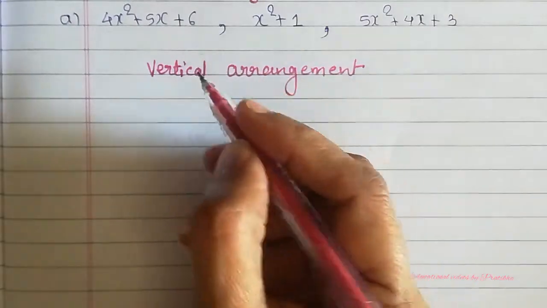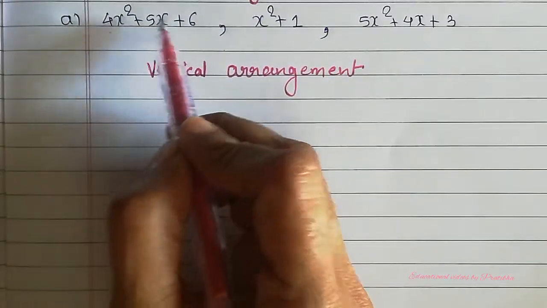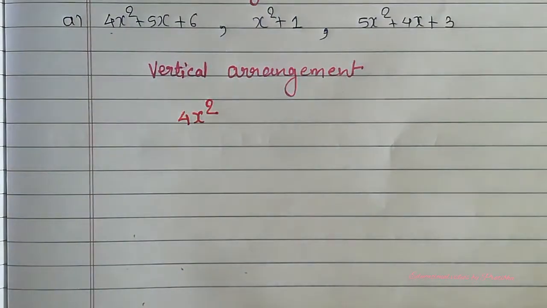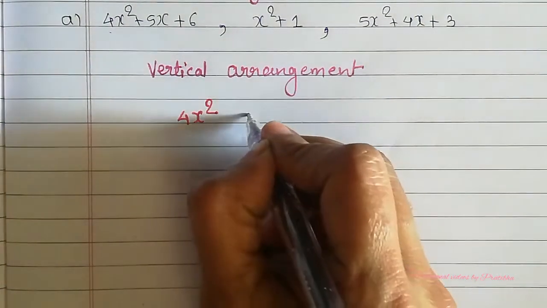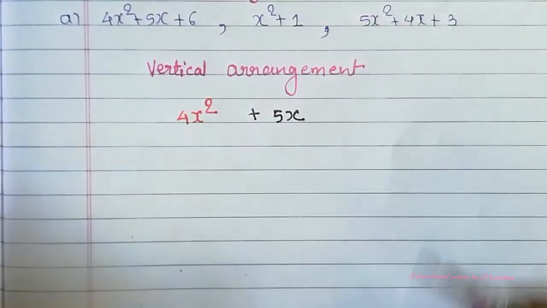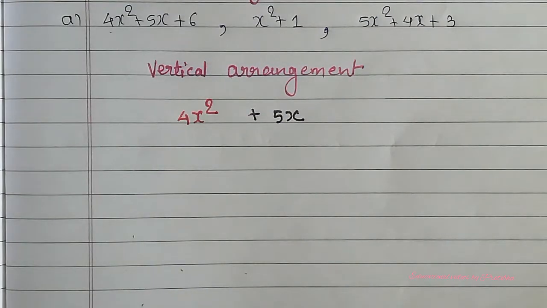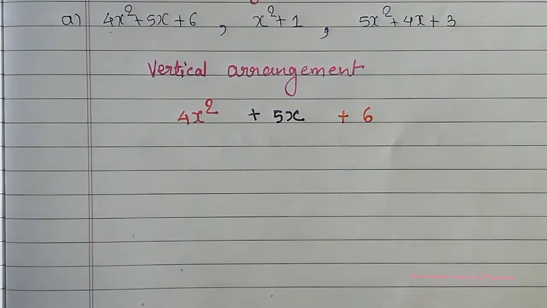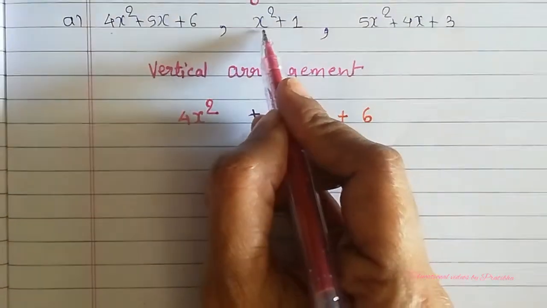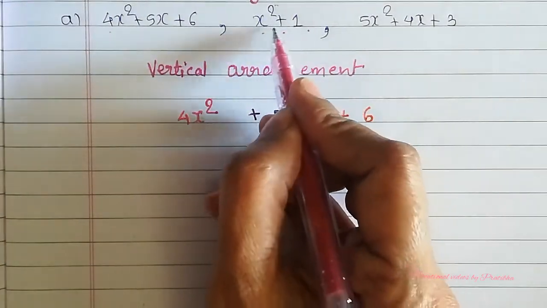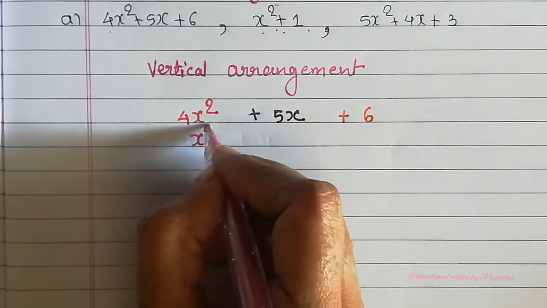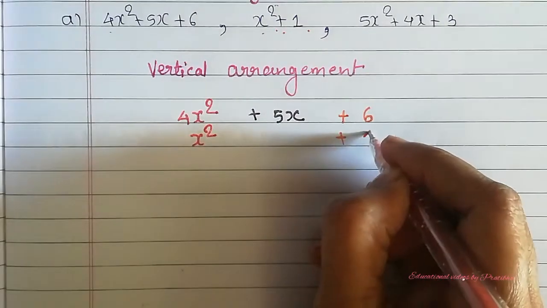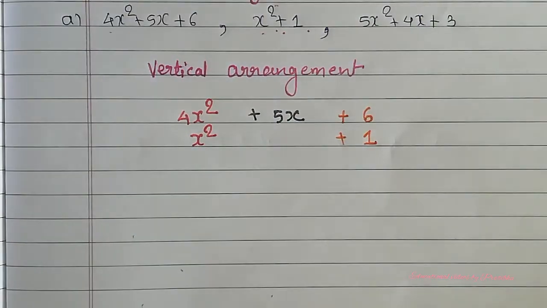So first term is 4x square. For different powers, I'm going to use different ink. So 4x square, plus, leave some space in between, plus 6. Then second expression is x square plus 1. So x square will come here and plus 1 will go here. For x variable there is nothing.